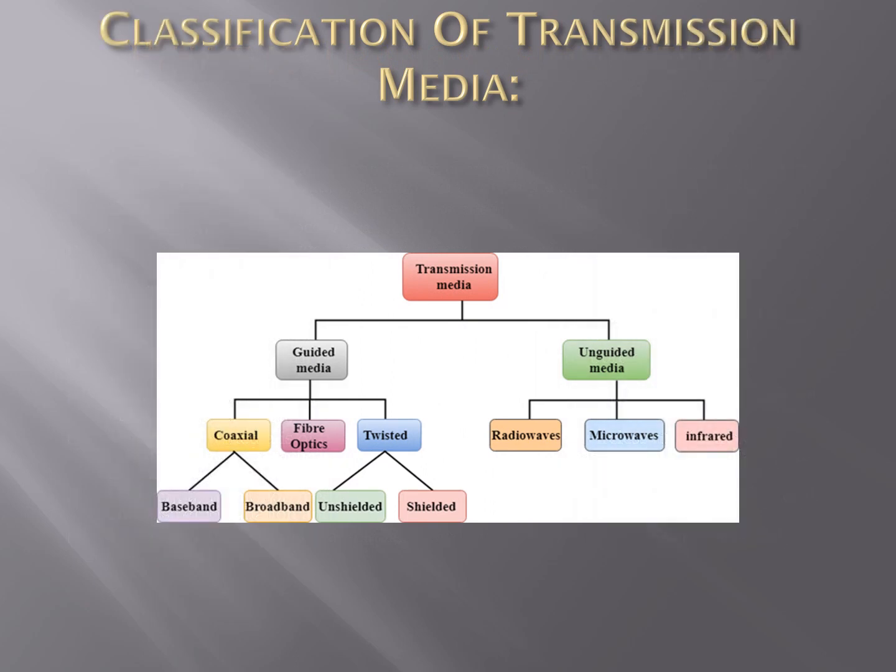The following diagram shows the classification of transmission media. In the diagram, transmission media is divided into two types, that is guided media and unguided media. Guided media is again classified into three types: coaxial, fiber optics, and twisted pair. Unguided media is again classified into three waves, that is radio waves, microwaves, and infrared waves. Coaxial is again classified into two types, that is baseband and broadband. Fiber optic has only one, and twisted pair is again classified into two, that is unshielded and shielded.